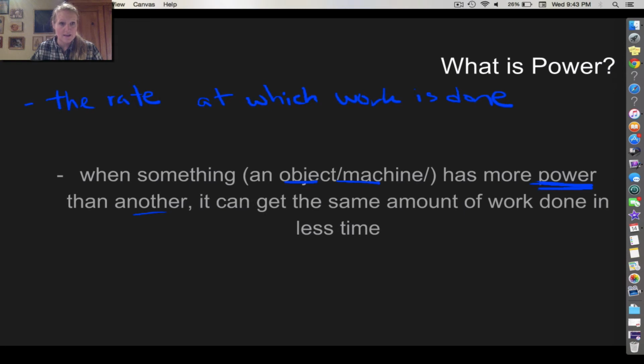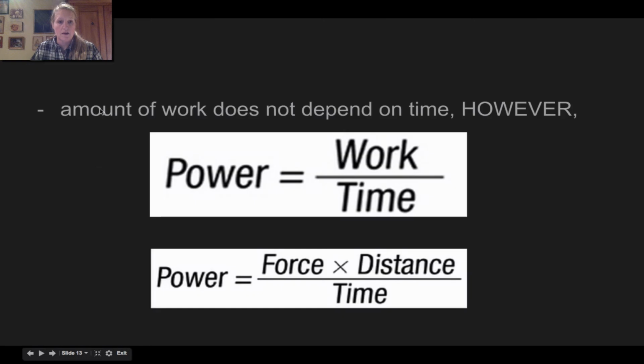So with that said, let's look at some other examples here. The amount of work does not depend on the time when you're talking about work, but power is dependent on time. Okay, so this was our original equation for work, force times distance. Now by bringing in power, we're saying force times distance divided by time. So before, the work was not considering the amount of time it took. Now with power, it does consider that.